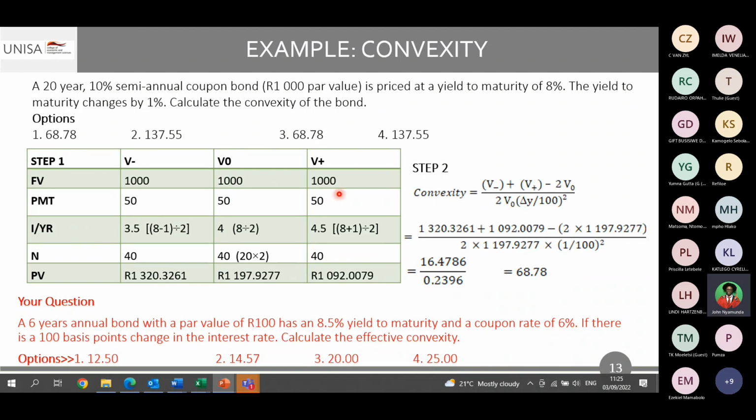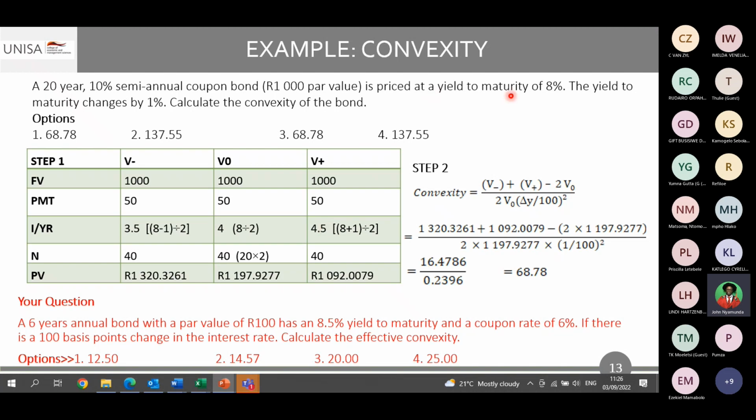Change in yield. That's an important one. Here we are told it's 1%. So we are saying if yield is 8%, for V naught, obviously, it's 8% divided by 2 because it's paid twice a year. 8 divided by 2, we have our 4 here. If yield to maturity increases by 1%, we are saying 8 plus 1% gives us 9%. But it's paid twice, so it's 9 divided by 2, which is what Yumna gave us. 8 plus 1 divided by 2 gives us 4.5%.